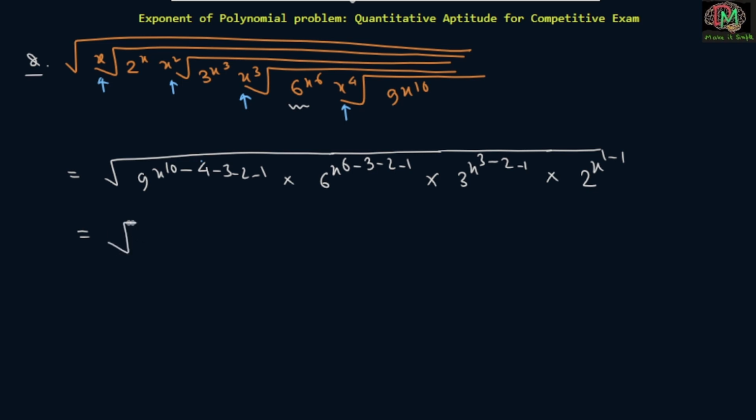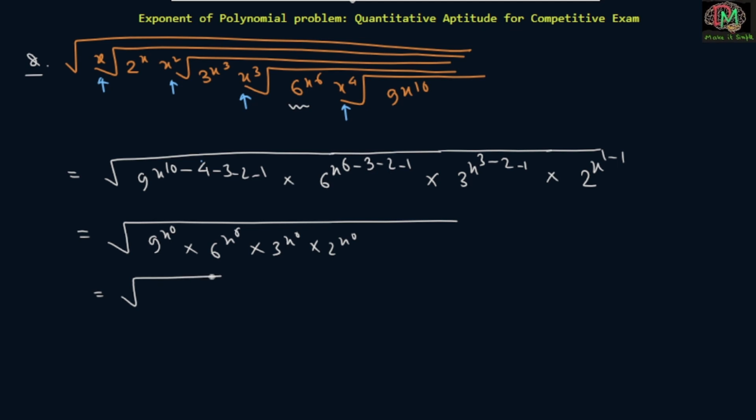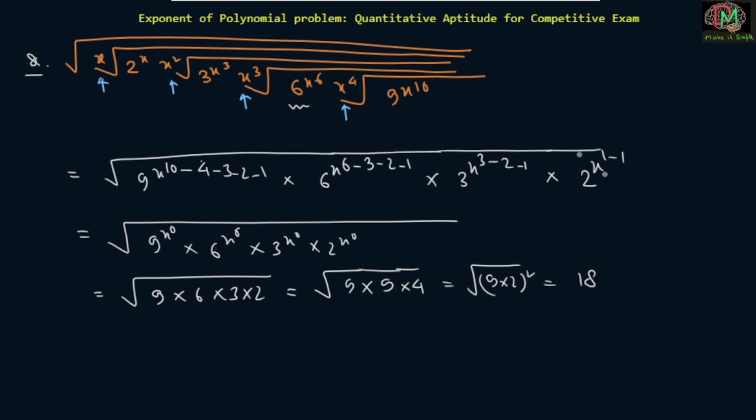So finally we get 9 x to the power 0 into 6 x to the power 0, next is 3 x to the power 0, and then 2 x to the power 0. So all x to the power 0 of x, we know that it is 1. We can write 9 into 6 into 3 into 2. So here it is 9 into 9. What remains? It is 4. So 9 into 2 square. So 18 is the answer.